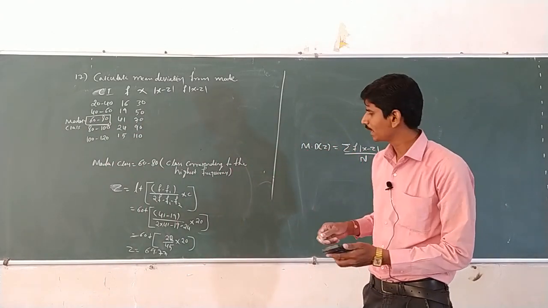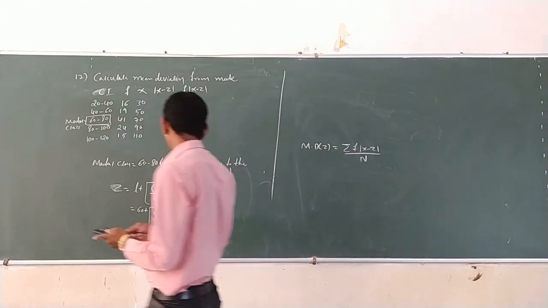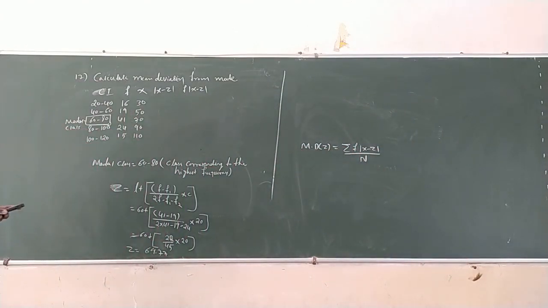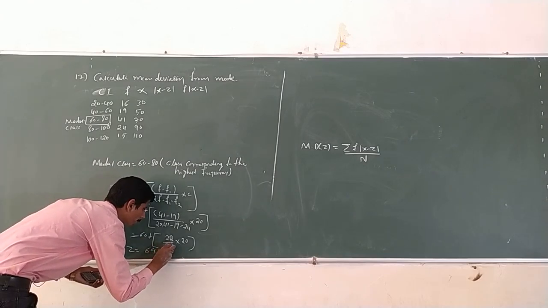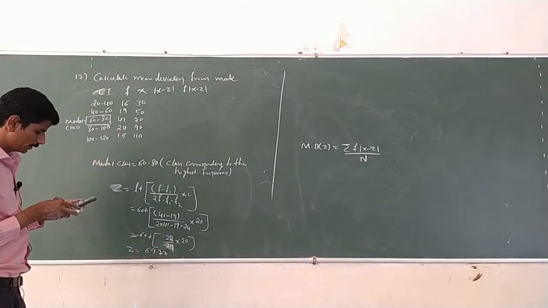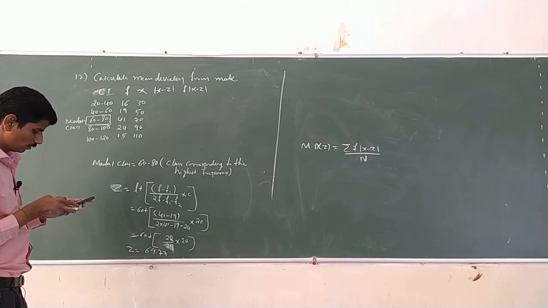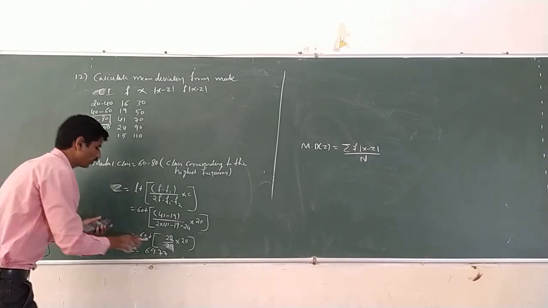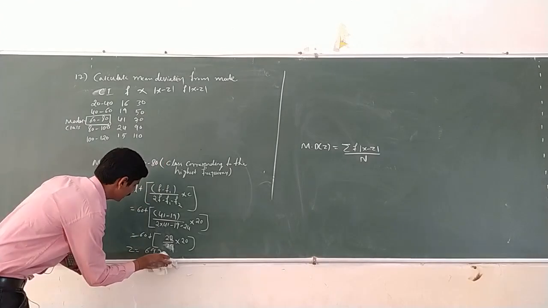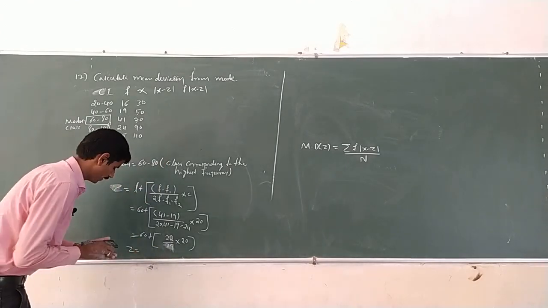Z equal to 69.77. Okay, once again, 2 into 41 minus 19 minus 24, then we will get 39. Sorry, it is 39. 22 divided by 39 is 0.56 into 20, then we will get 11.28. 60 plus 11.28 is 71.28. The answer is 71.28.